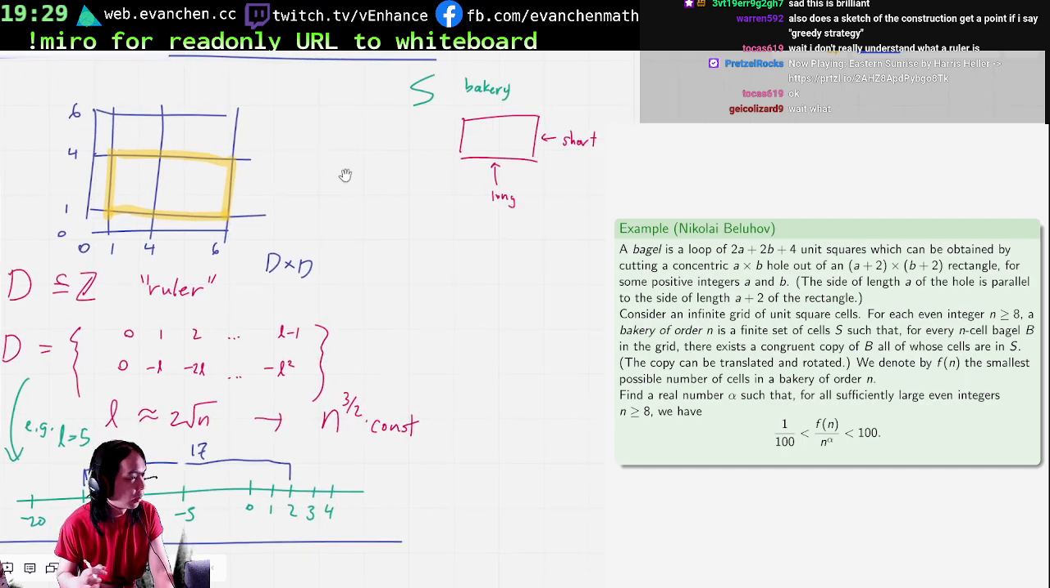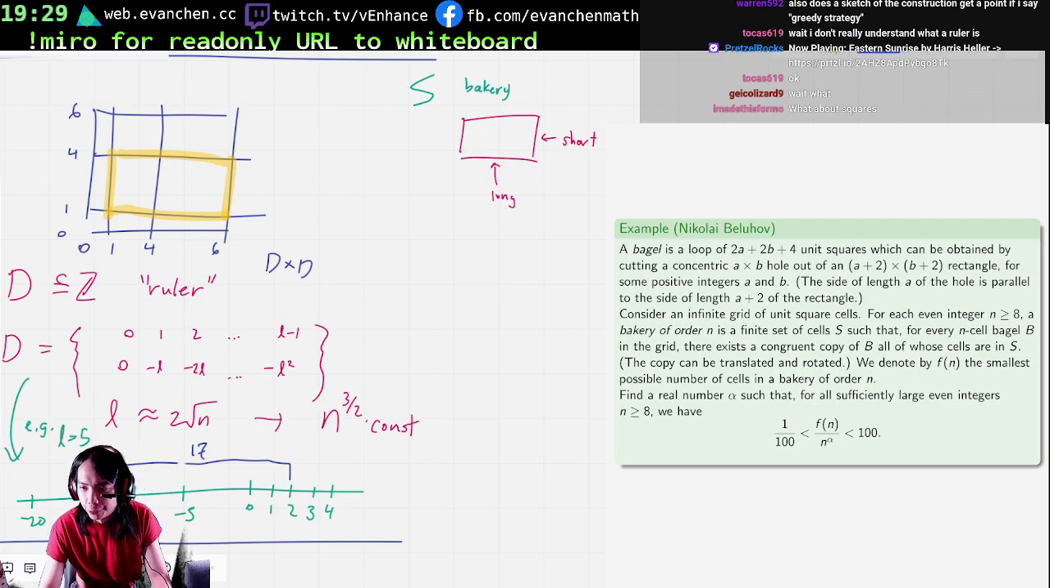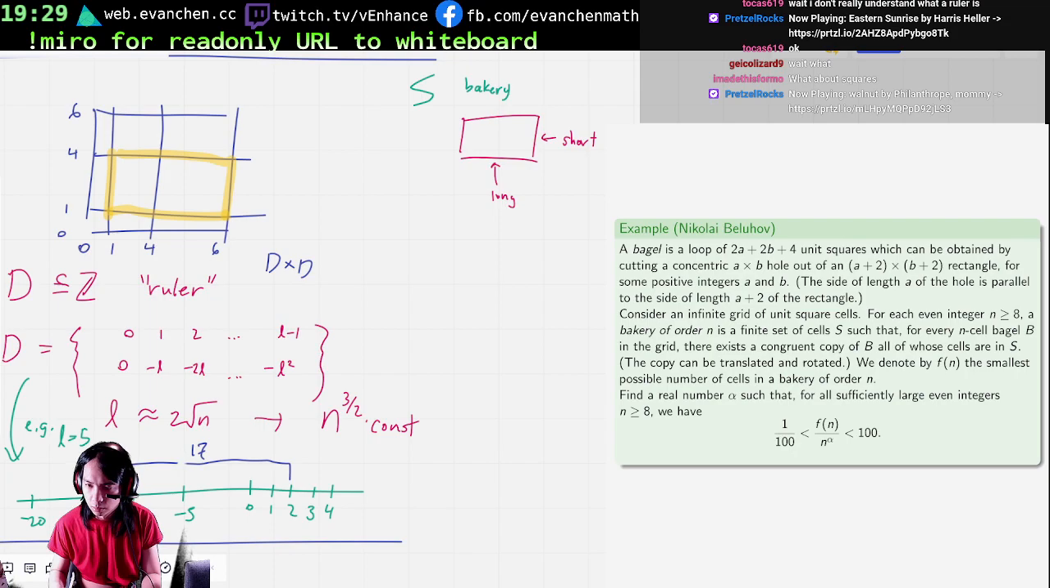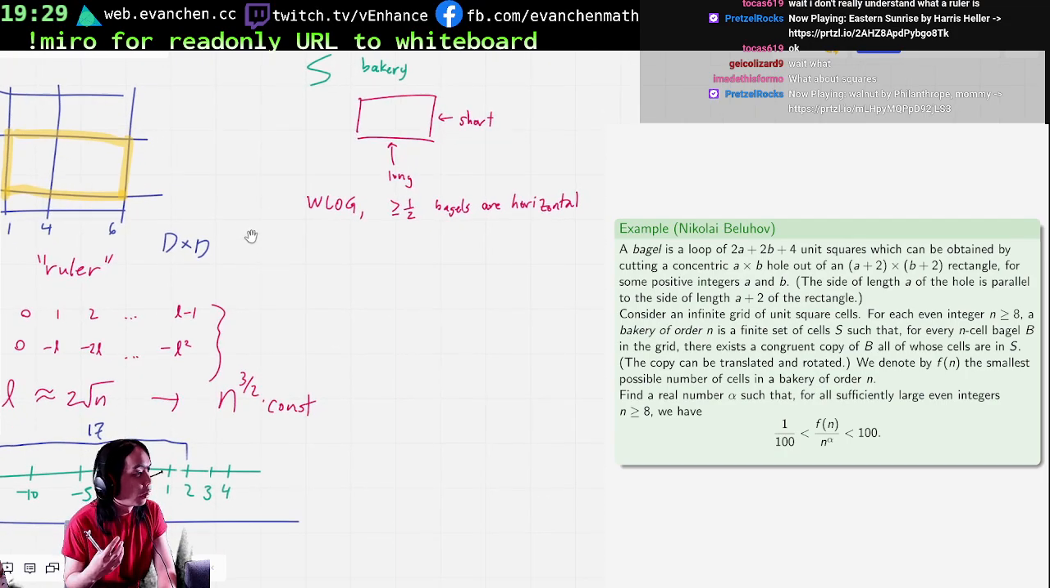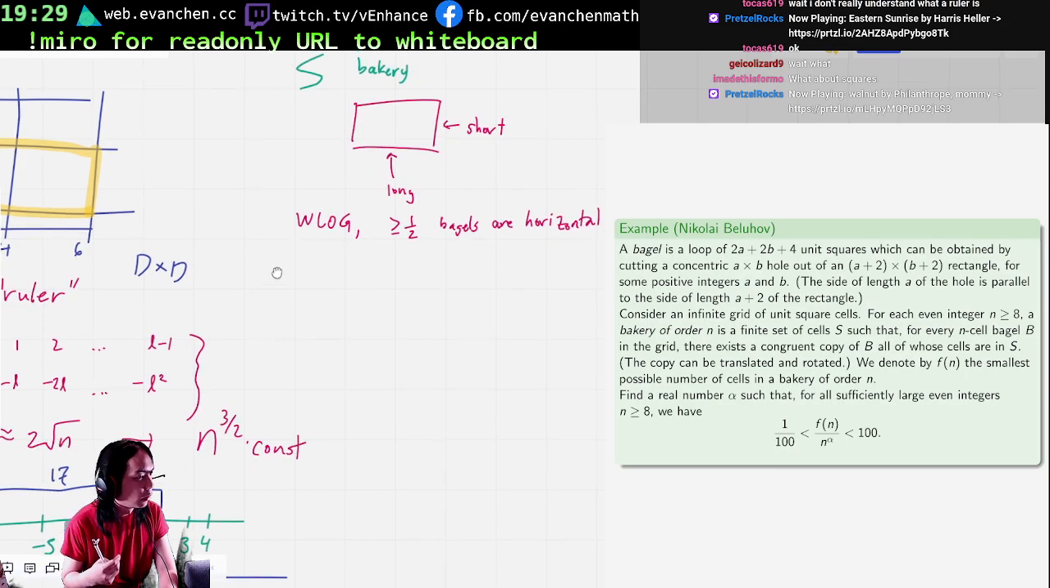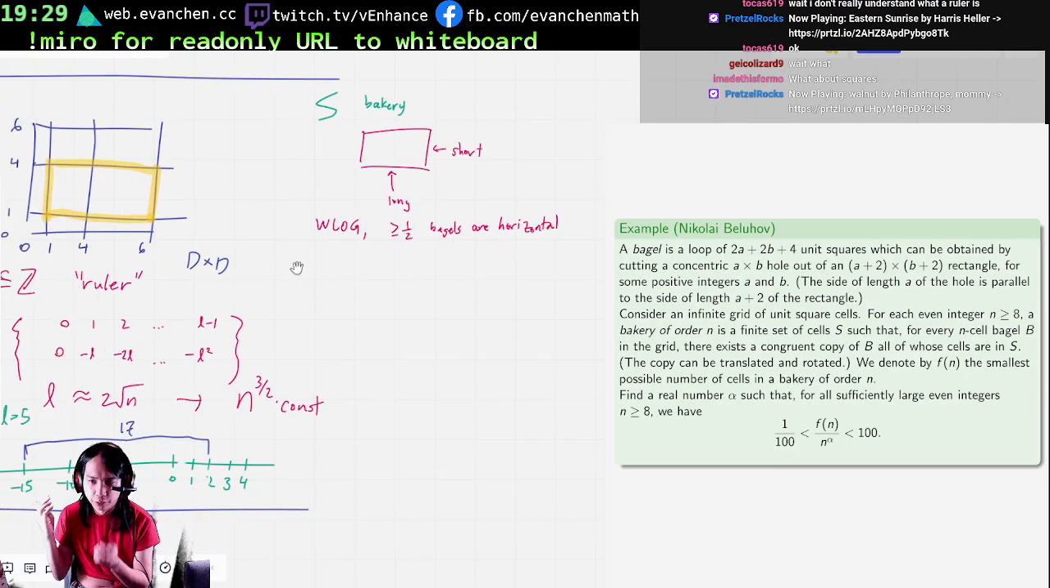So, long, short. Some of them are horizontal and some of them are vertical. Let's say, without loss of generality, at least half the bagels are horizontal, so their long end runs parallel to the x-axis. For a square, you can pick whichever one you want to be long or short. It doesn't matter. If a square is both, I don't really care.